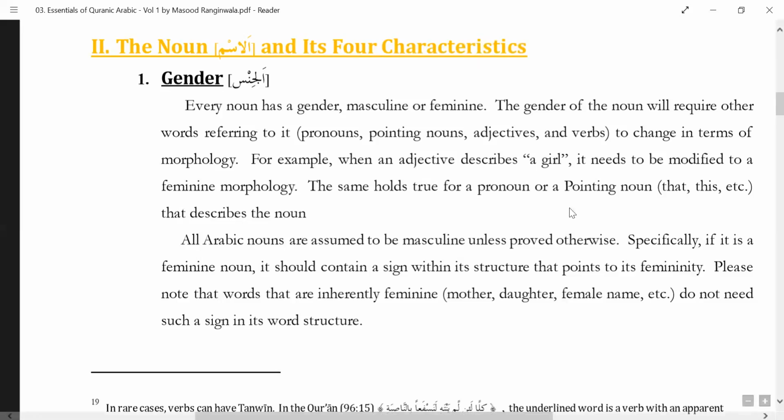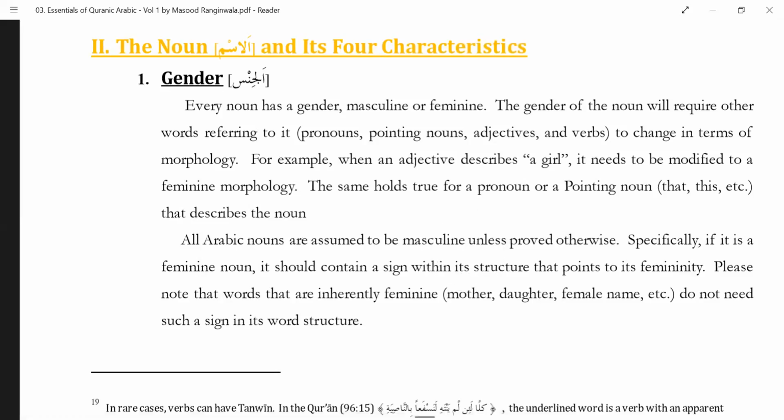Same thing for pronouns as well. Now the default rule is everything is masculine unless you can say that it's feminine. So specific feminine nouns is what you have to study. You need to remember. It will take time, but it will come with time. You need to keep repeating it.